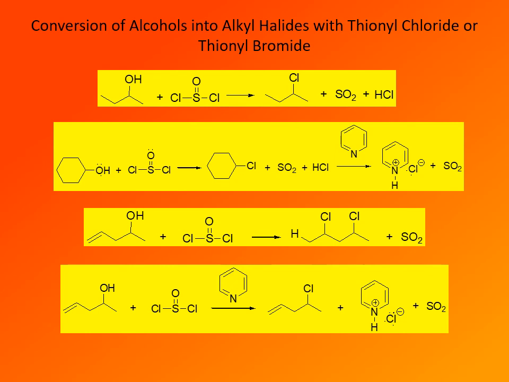So in this case, if we want to avoid addition of hydrogen chloride across a double bond, we have to add pyridine to the reaction mixture, and that will result in formation of pyridinium hydrochloride, and addition will be avoided. And then product is simply 4-chloro-1-pentene.